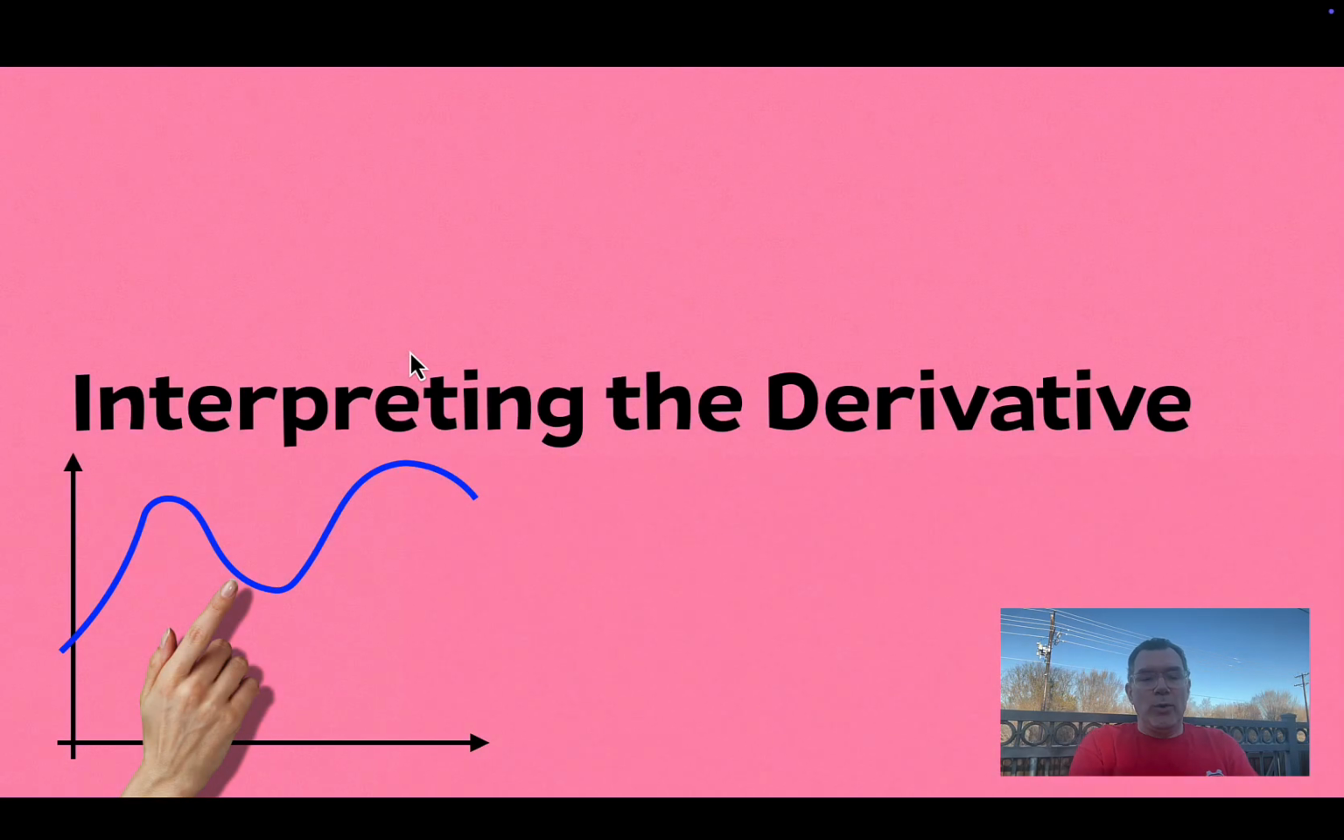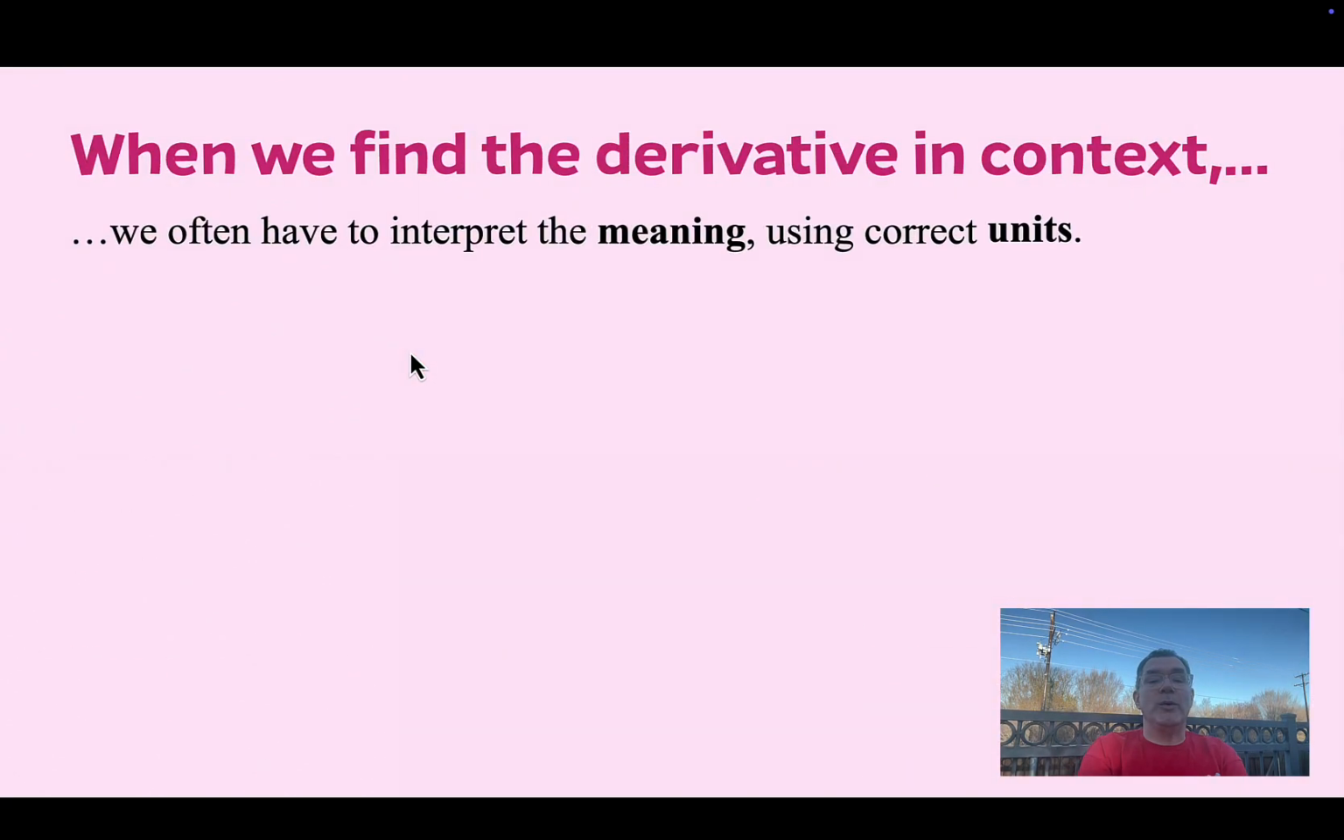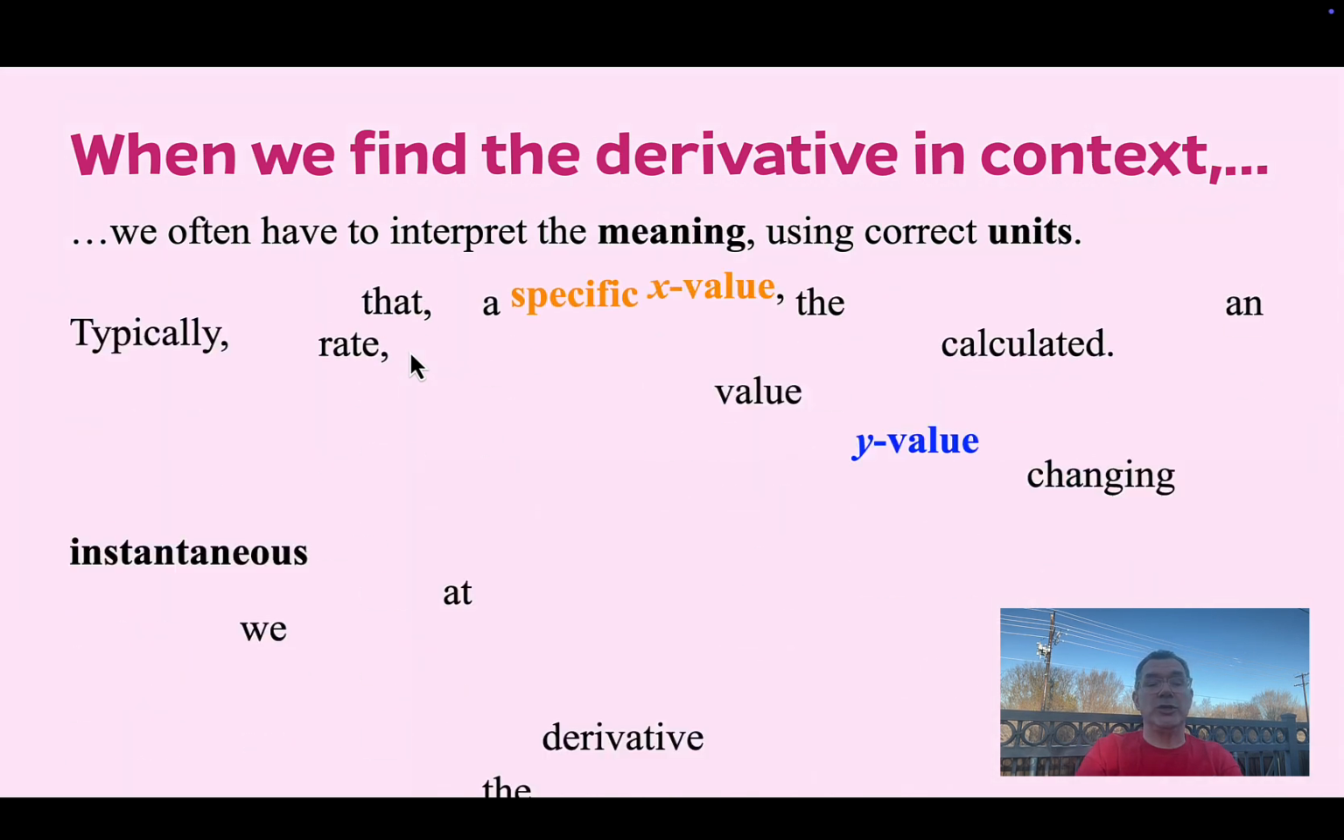Hello again. Today we're going to be talking about how to interpret the derivative of a function. So let's get started. First of all, when we do find the derivative in context, we often have to interpret what the meaning of that derivative is, and we have to use correct units to do it.